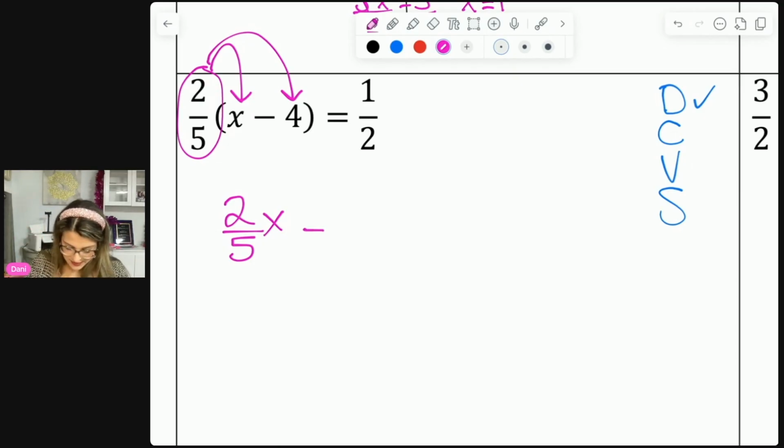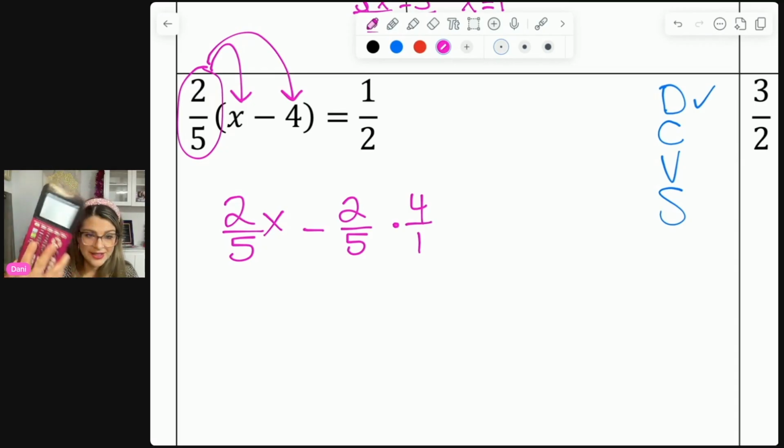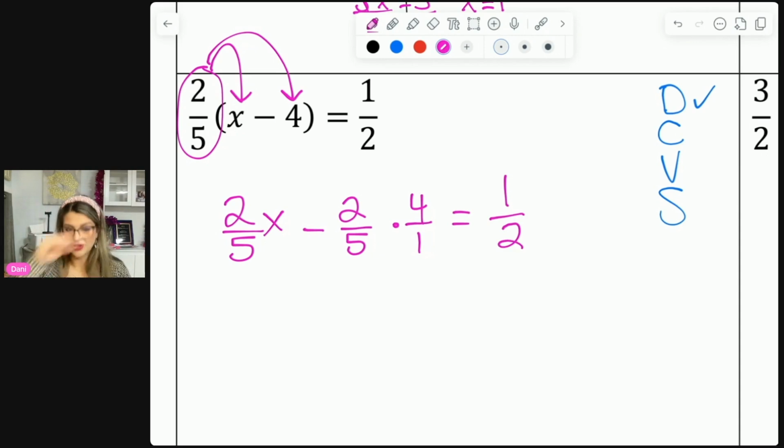Minus 2/5 times 4. It's really like 4 is over 1. So, and you can even write it out if you're like, ooh, I don't know, I don't love it. You can write it out like that, or you can slap it in your Texas Instruments calculator. Either is fine, whatever works for you. Now, it's not getting distributed to the half because you can't distribute across an equal sign, okay? So it's just to those two pieces in that binomial. All right, so let's simplify this just a pinch more.